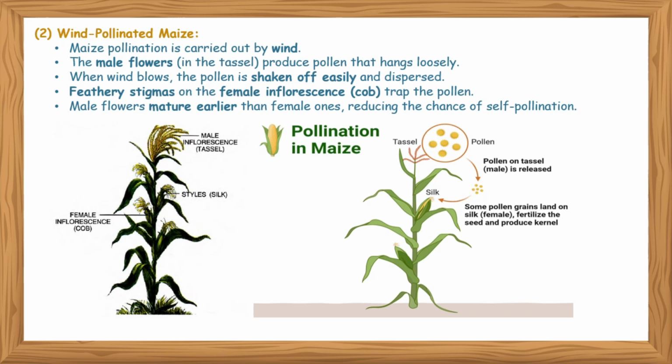Wind pollinated maize. Maize pollination is carried out by wind. The male flowers in the tassel produce pollen that hangs loosely. When wind blows, the pollen is taken off easily and dispersed. Feathery stigmas on the female inflorescence, the cob, trap the pollen. Male flowers mature earlier than female ones, reducing the chance of self-pollination.